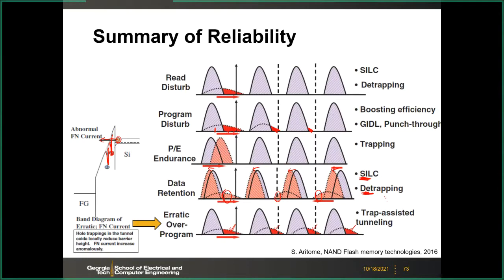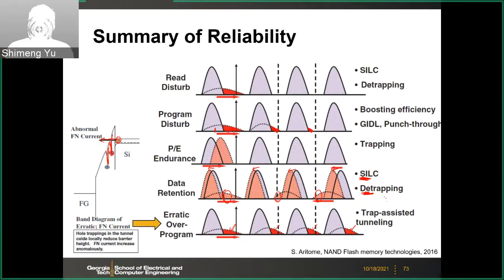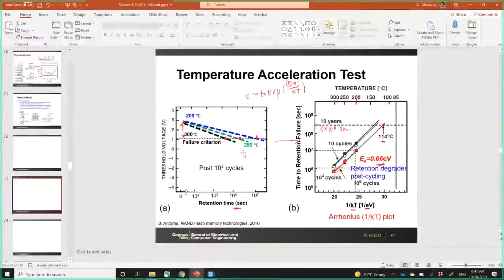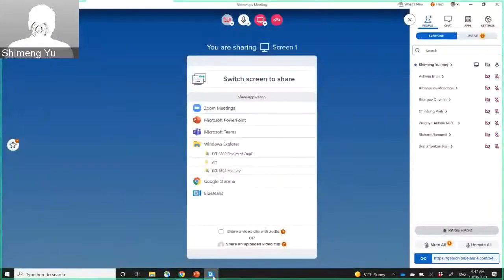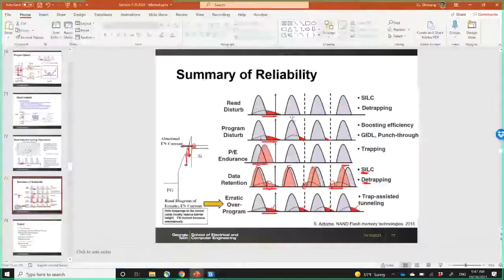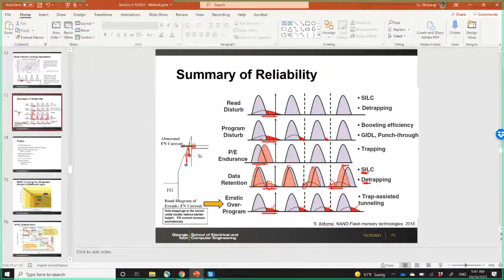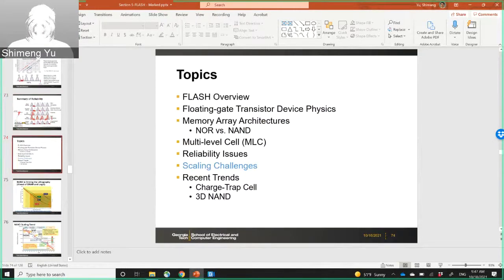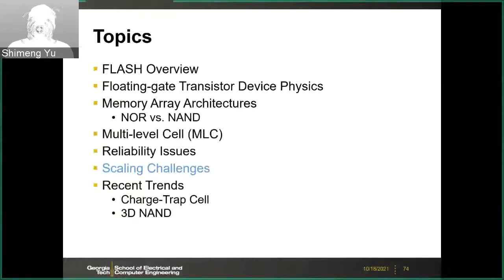So this is a quick summary of the reliabilities in the NAND flash. Any questions? If not, then we will continue on the scaling challenges for the two-dimensional NAND flash before we talk about the 3D.